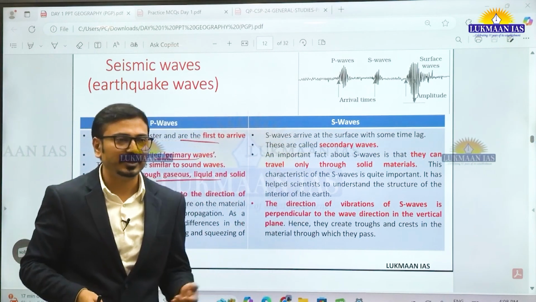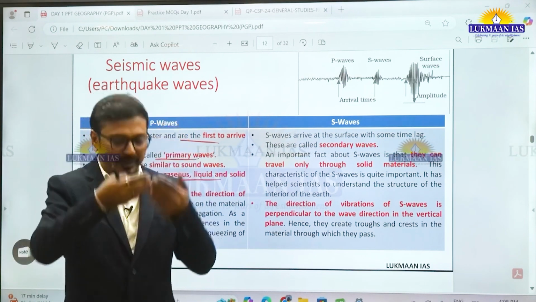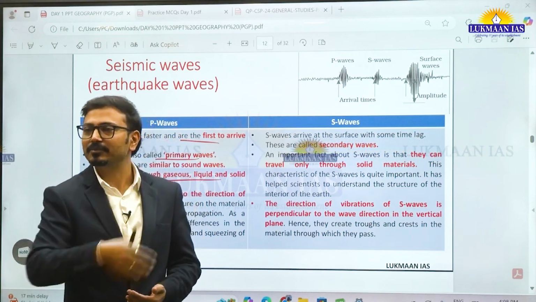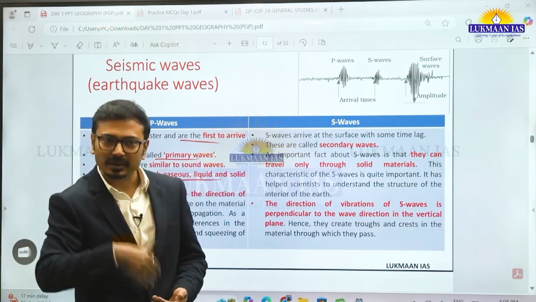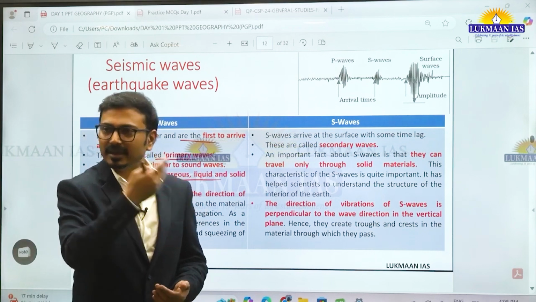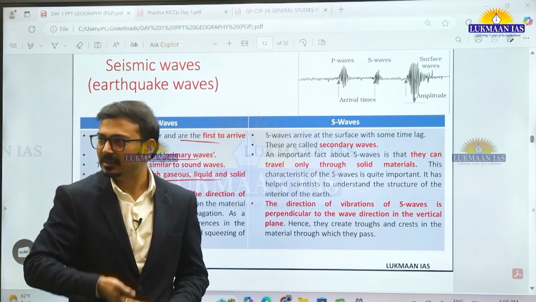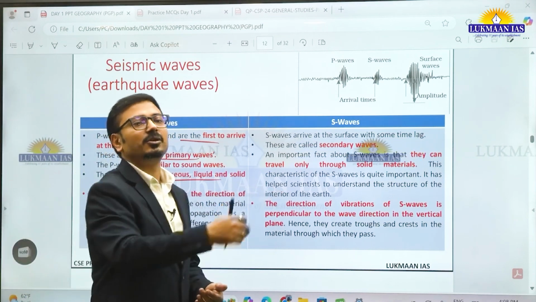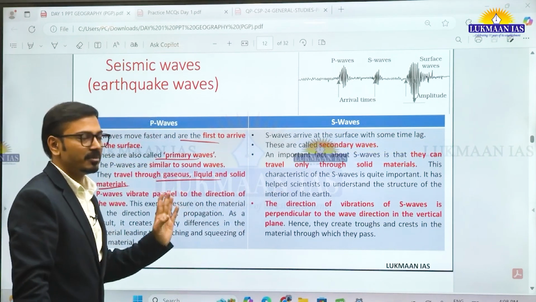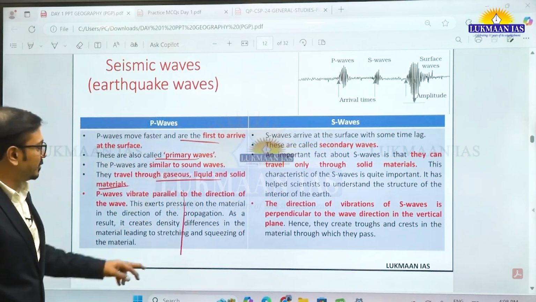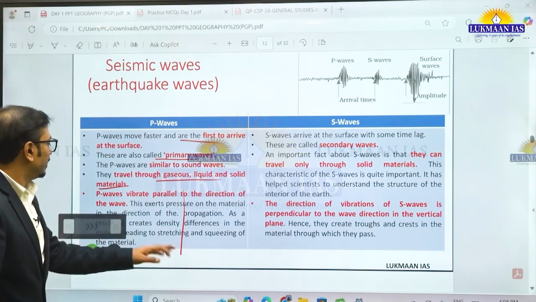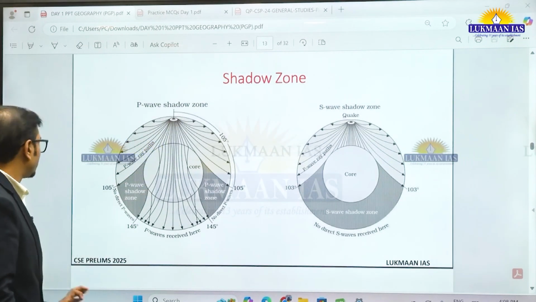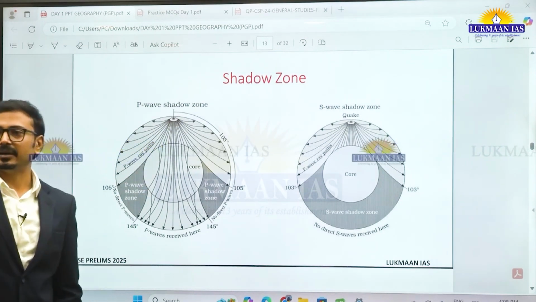Simply, in sea waves, what happens? The water molecules are moving like this and the wave trains pass through them. It is simply the energy that is moving, not the water molecules. In the same manner, here also, when S waves pass, there are vibrations perpendicular to the direction of the wave. These properties we have to remember here. Now the next concept is shadow zones, and from that we have understood that S waves do not pass through the core. Let's understand this concept.